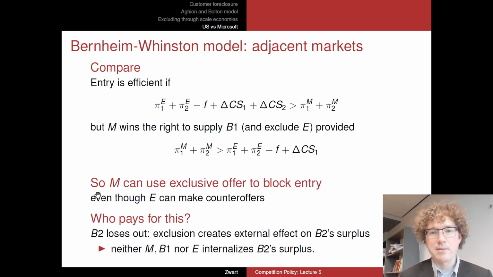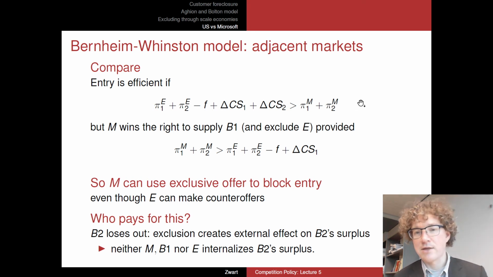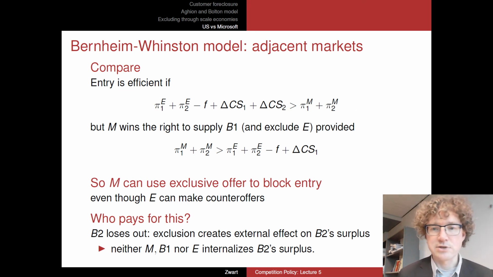Well, remember again, I'm just reiterating here, when is entry efficient? As long as the maximum surplus that will be captured by this entrant firm, plus the change in consumer surplus in both markets, is bigger than the total surplus that the monopolist will be able to gather if no entry occurs because an exclusive agreement has been reached. So as long as this is the case, of course, entry is going to be efficient.